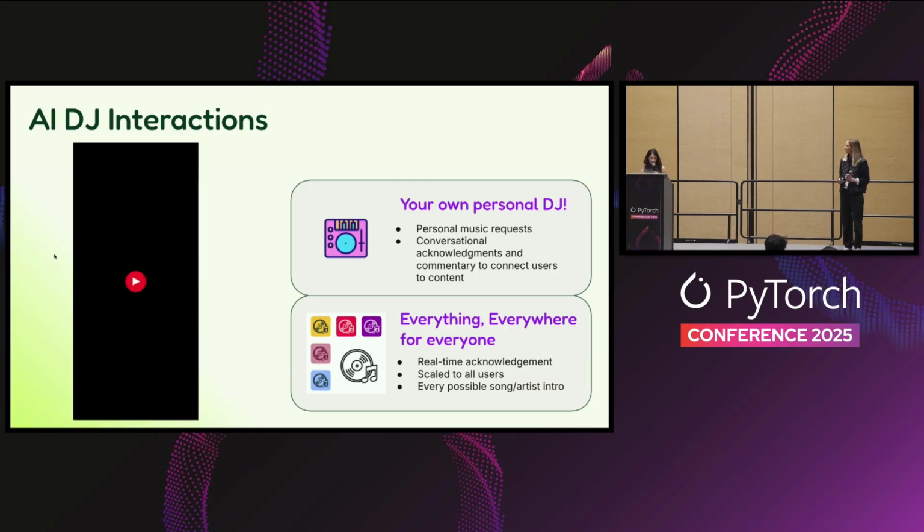Next feature, one that's many people's favorites, is our AI DJ interaction feature. The concept of this is that every user gets their own personal radio host that will listen to only you, take your requests, and talk you through the music as you go. So we can take a look at that feature in action here.